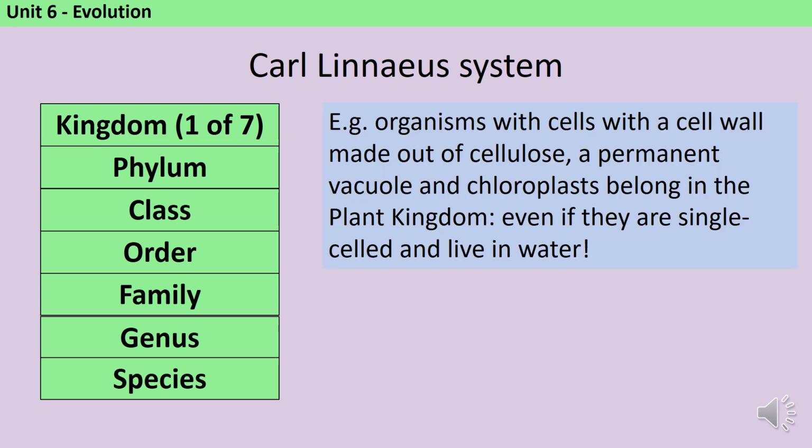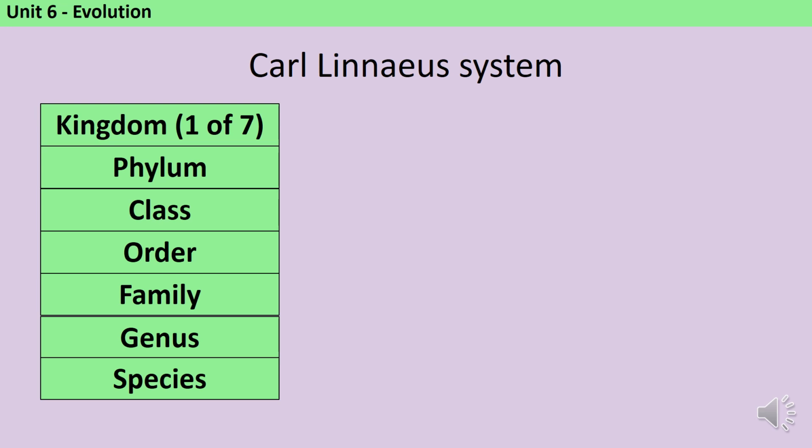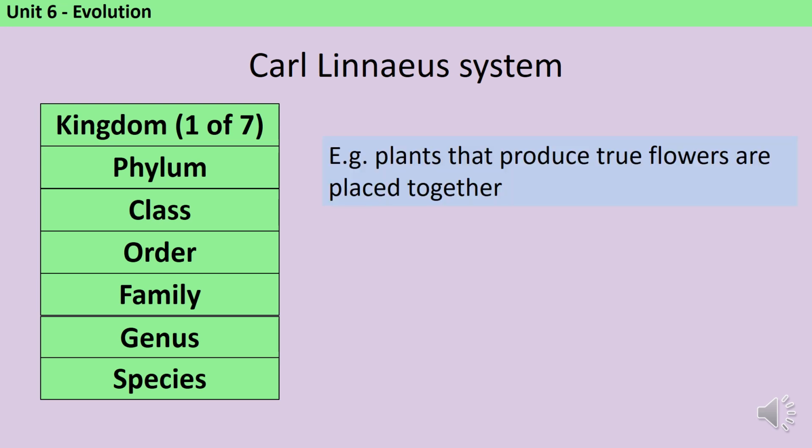He used common traits to split them up. So for instance, now we would say that all organisms that have a cell wall made of cellulose, a permanent vacuole and chloroplasts belong in the plant kingdom. Even if they're single-celled, even if they live in water, like algae, they're still part of the plant kingdom. And then that plant kingdom can be split into further phyla. So all plants that produce true flowers are placed together in a phylum called angiosperms.